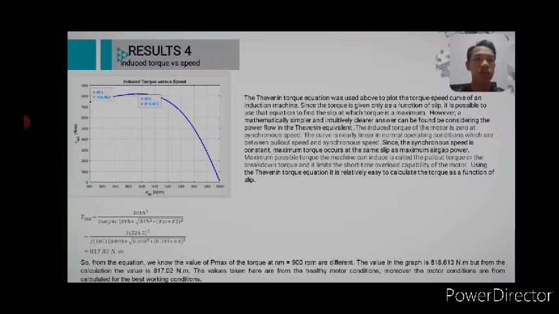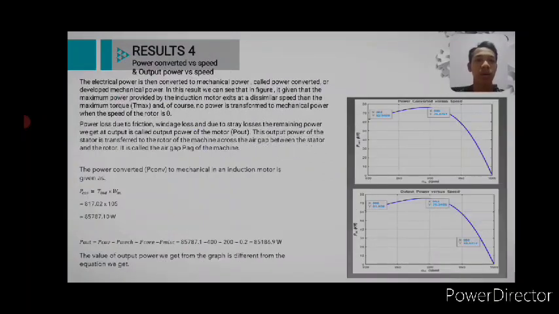The maximum possible torque the machine can induce is called the pull-out torque or the breakdown torque, and it limits the short time overload capability of the motor. Using the Thevenin torque equation, it is relatively easy to calculate the torque as a function of slip. After that, the graph of power converted versus speed and the graph of output power versus speed.